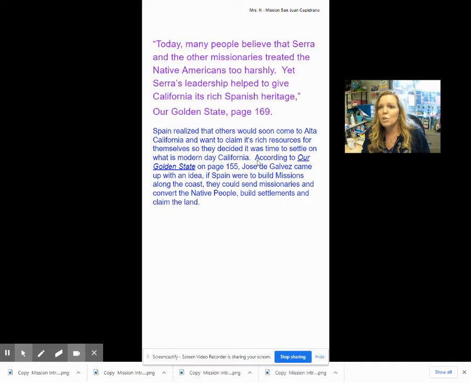So I continued to write, and here comes my paraphrasing. In this case, I'm citing the source up front instead of at the end. According to Our Golden State on page 155, Jose de Galvez came up with an idea. If Spain were to build missions along the coast, they could send missionaries and convert the native people, build settlements, and claim the land. So again, I took what I read in the book on page 155 and put it into my own words.